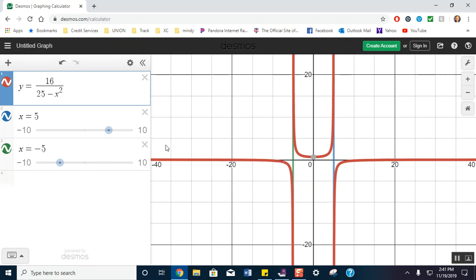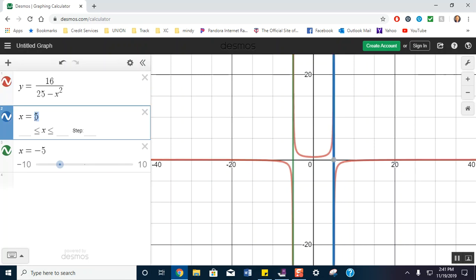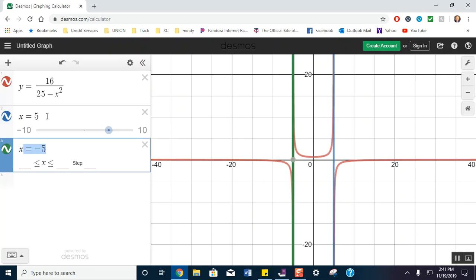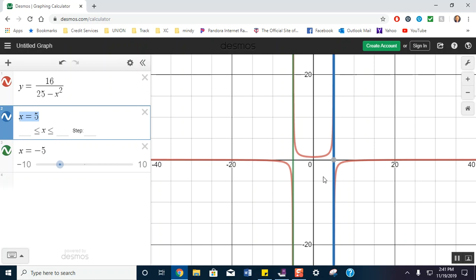Now the domain, all real values, I can go everywhere left and right except where this green line is and where this blue line is, and that happens at what x values? What x values did that happen at, guys? 5, -5. Okay, I put those in there to say our graphs aren't going to cross over those. Now, when we talk about range right here, we have to break this up into two parts.